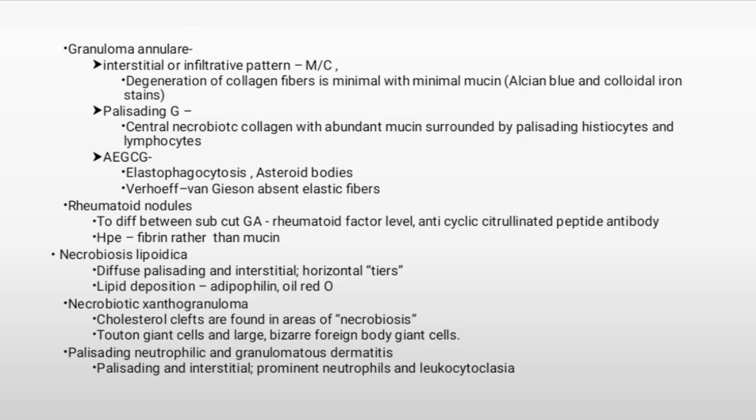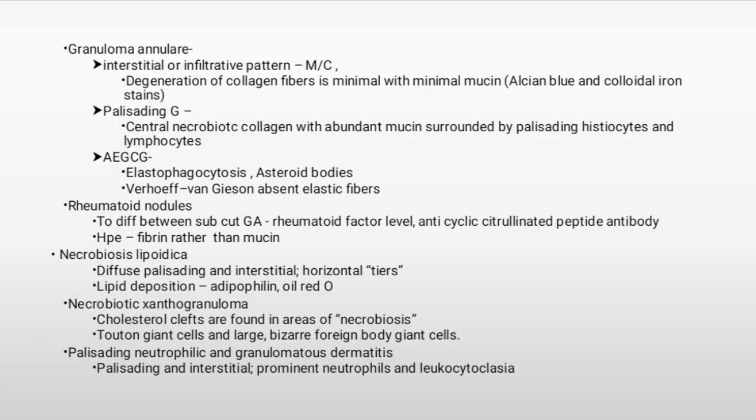Annular elastolytic giant cell granuloma contains elastophagocytosis and asteroid bodies. Verhoeff-Van Gieson stain can be used to demonstrate absent or destroyed elastic fibers. Rheumatoid nodules: to differentiate between granuloma annulare and rheumatoid nodules, we can do rheumatoid factor assay and anti-cyclic citrullinated peptide antibody in the laboratory investigation, and histopathologically fibrin will be abundant rather than mucin.